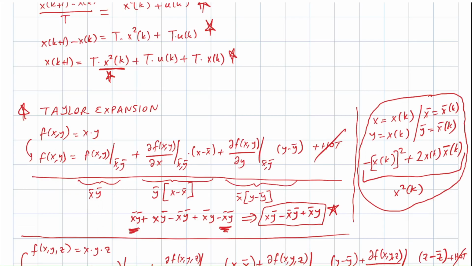Let's remind ourselves what the Taylor approximation was, and let's look at this problem. F of x, y is a function, x times y. Let me get the Taylor approximation of this function at this point, x bar and y bar. First, this is our first term: just evaluate the function for the given points.